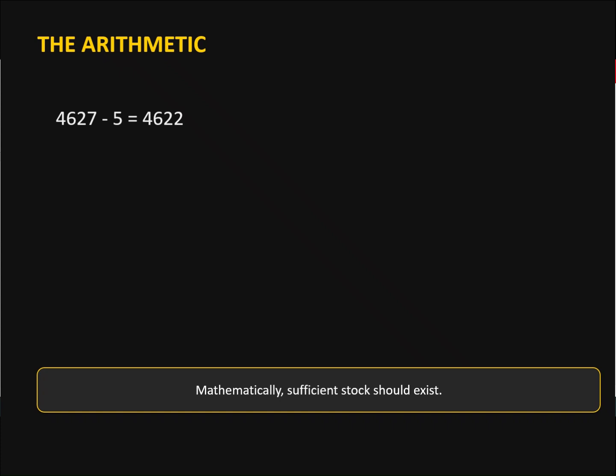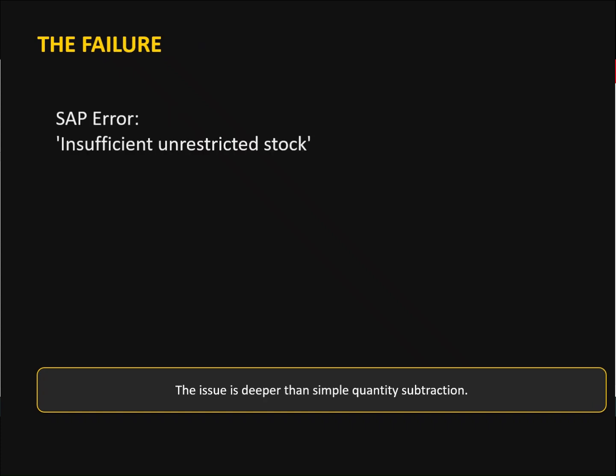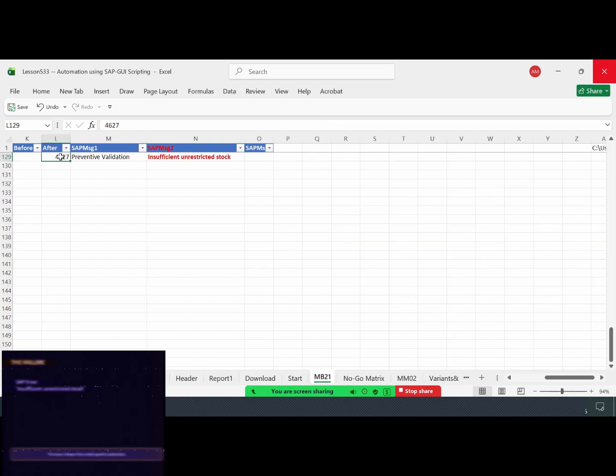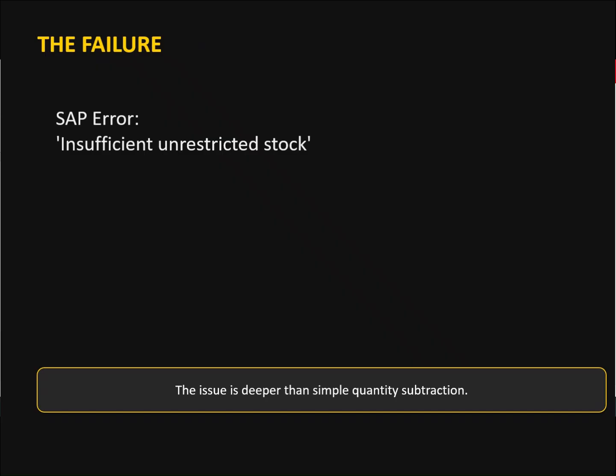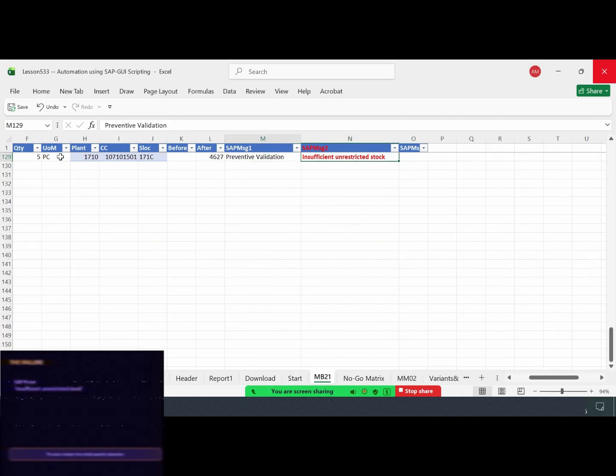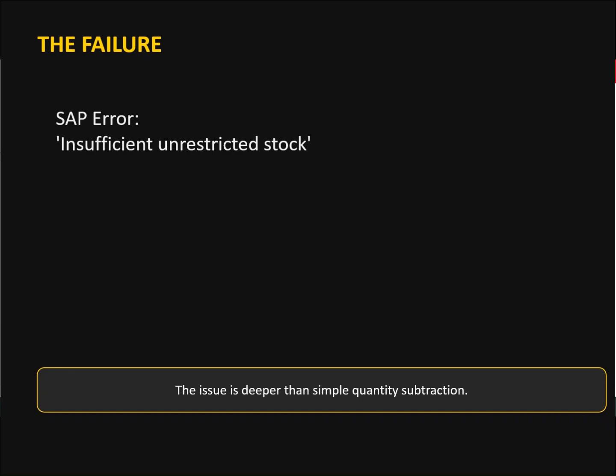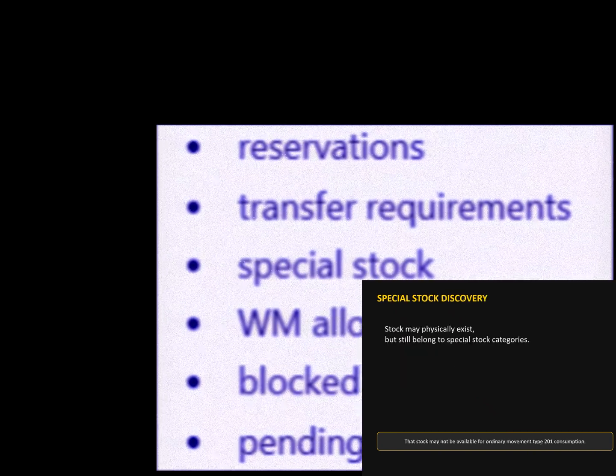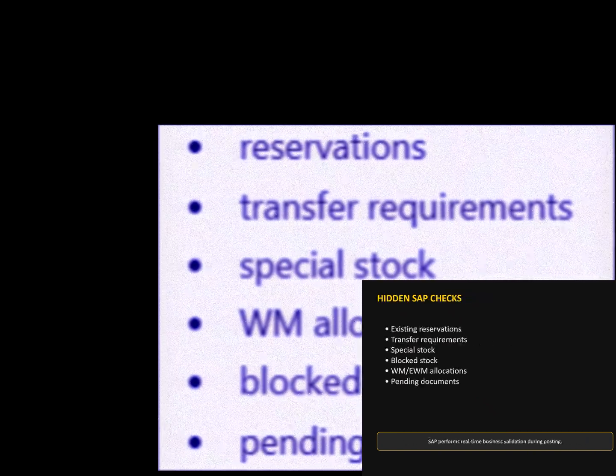From a mathematical perspective, this makes no sense. Requested quantity is only 5. Available unrestricted stock appears to be 4,627. Simple subtraction suggests enough inventory should exist. Even after issuing 5 quantity, more than 4,600 units should remain available. But SAP does not validate inventory using simple arithmetic alone.